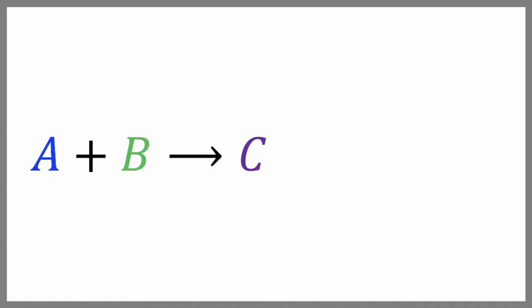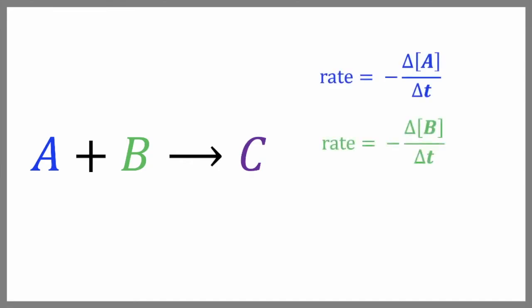Let's take the reaction A plus B reacts to produce C. We can get the following three reaction rates. Notice that the first two have a negative sign in front of them because they're being used up. Since rates are positive, we need to correct for this, and we put a minus sign in front of them. The third one is positive because C is being formed.